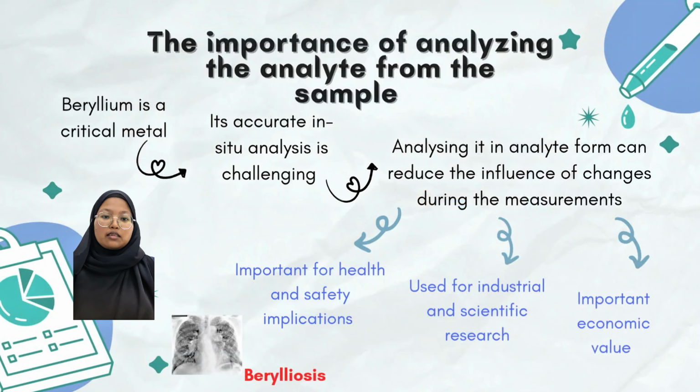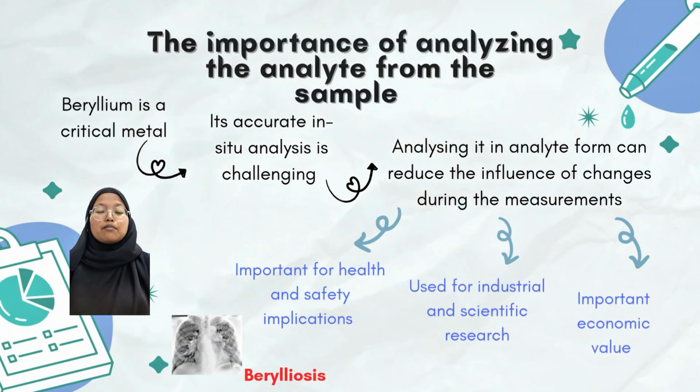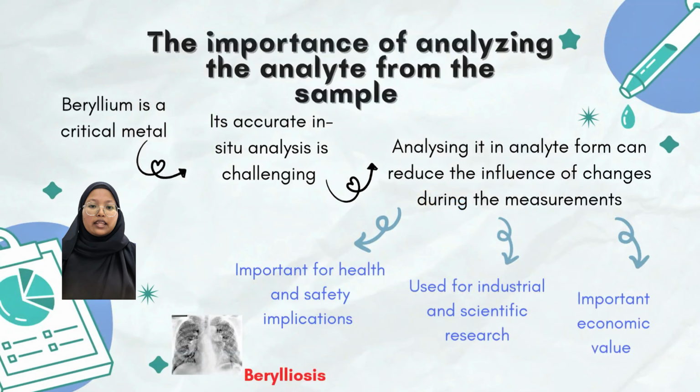The importance of analyzing the analyte from the sample. Beryllium is a critical metal. Its accurate in situ analysis is challenging. Analyzing it in analyte form can reduce the influence of changes during the measurement, which can minimize the inaccuracy in the reading. Analyzing beryllium is also important because it has health and safety implications, such as berylliosis. Besides, the analysis of it can help in industrial and scientific research uses and economic value.